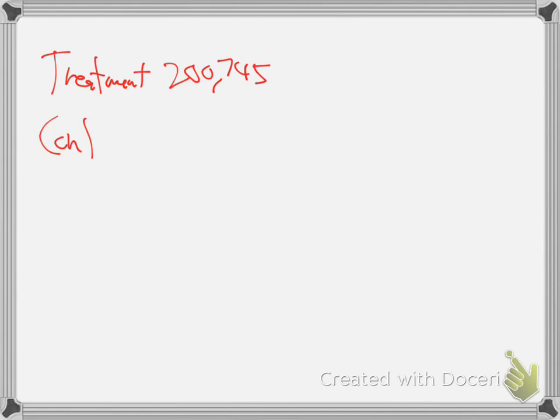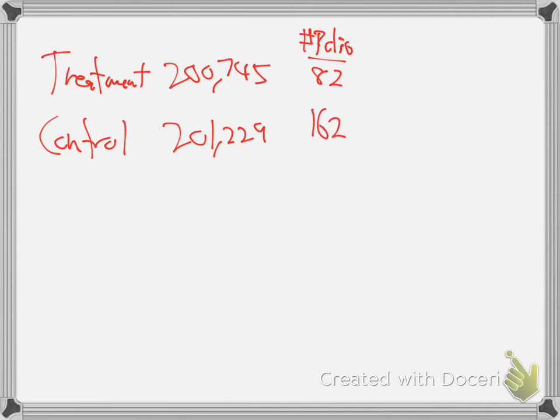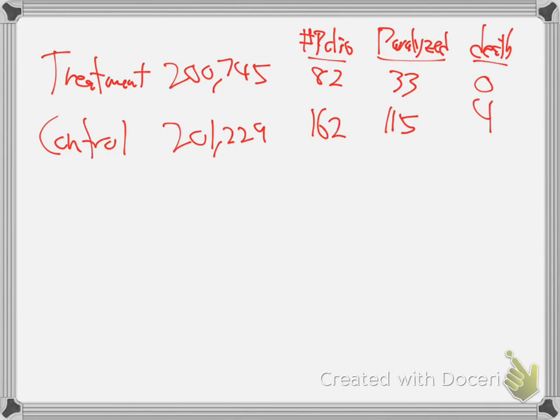Number of cases of polio they had in the treatment group. In the treatment group, there were 200,745 kiddos. In the control group, there were 201,229 kiddos. And here's the number that had polio. 82 in this group, 162 in that group. See, it's double. And paralyzed, 33 versus 115. That's almost four times as many. And death, some of the kiddos died. Four in the control group, nobody in the treatment group died. That convinced them strongly that the Salk vaccine was working.